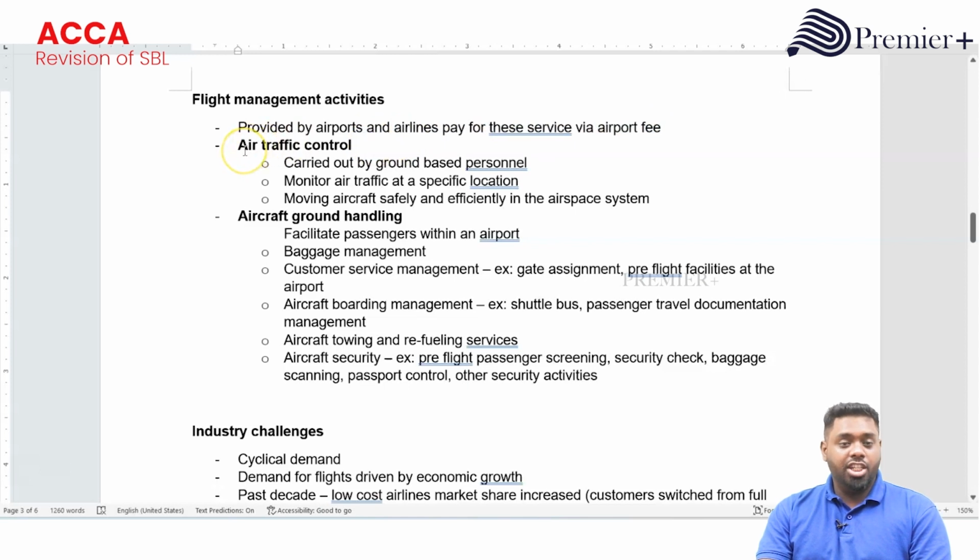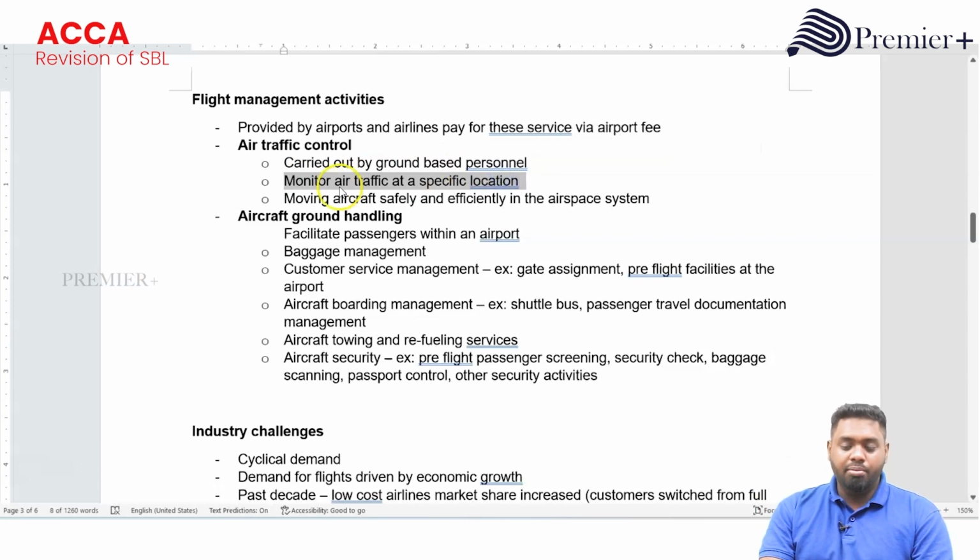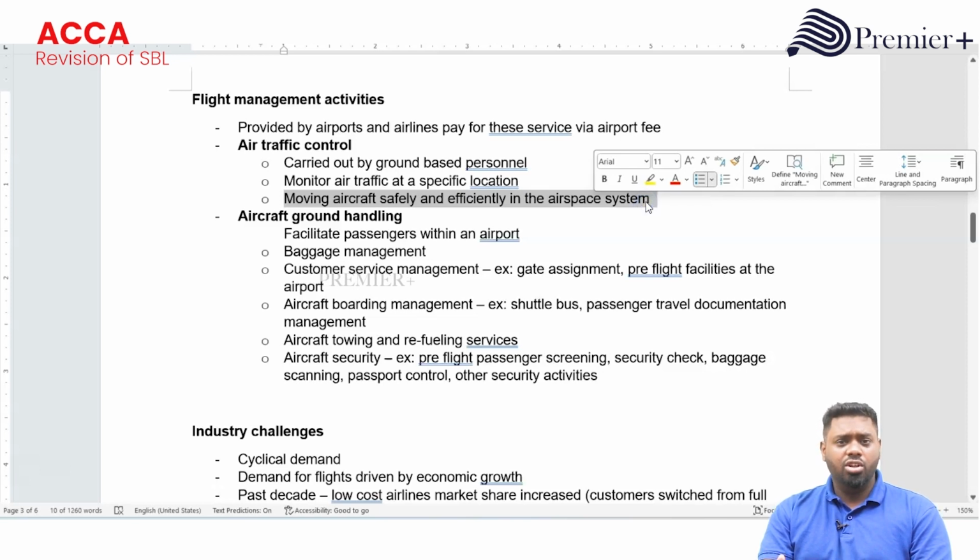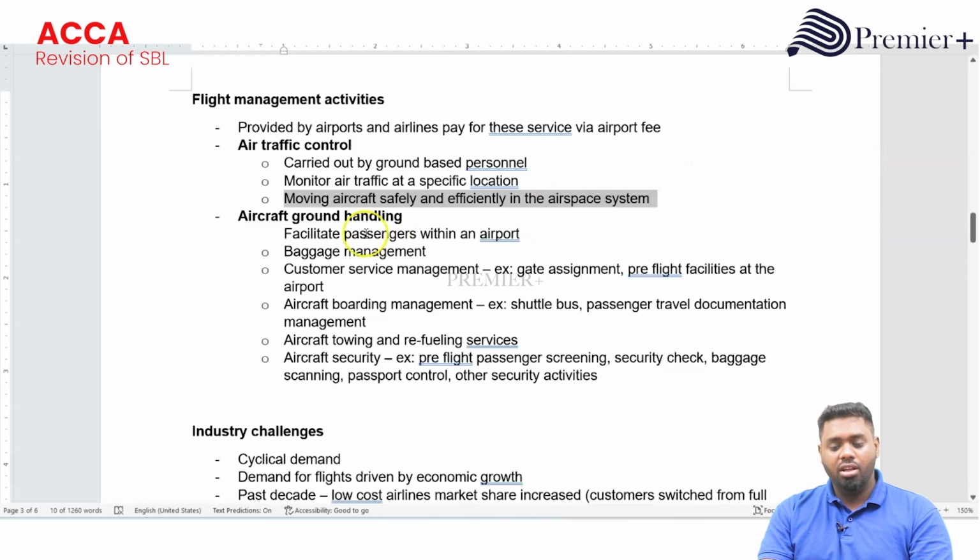One of the flight management activities is air traffic control, carried out by ground-based personnel. What do they do? They monitor air traffic at a specific location and coordinate with the airline, moving aircraft safely and efficiently in the airspace system. So they'll provide coordination and instructions for takeoff and landing, as well as any sort of emergencies, which can be coordinated through air traffic control.